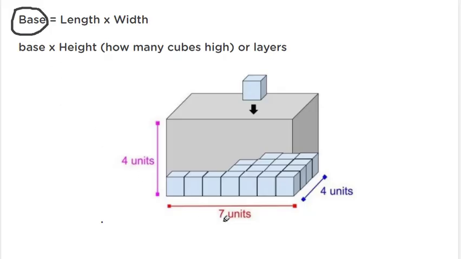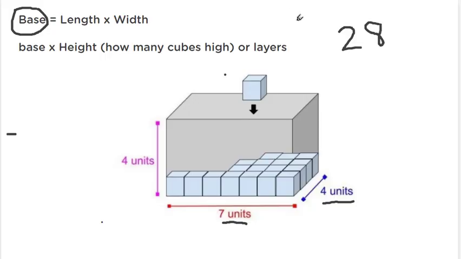Now, does it matter if I multiply the 7 times 4 or 4 times 7? If you know your multiplication and you understand multiplication, those numbers can be in any order and still come up with the same answer. So don't get caught up in that. Length and width basically is your base, and it can be multiplied length times width or width times length. It doesn't matter. So there's 28 units for my base. 7 times 4 is 28.